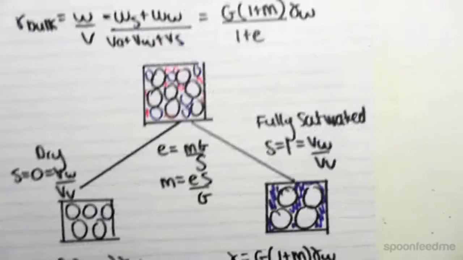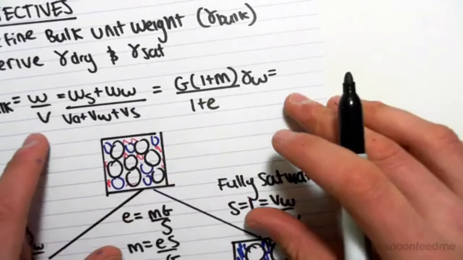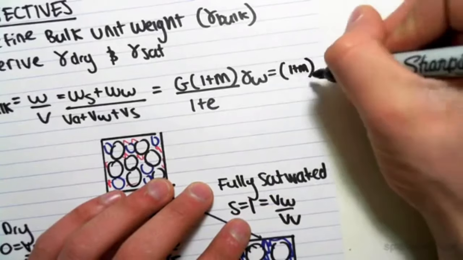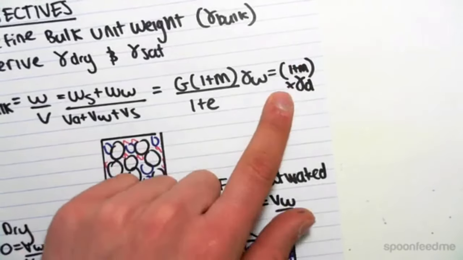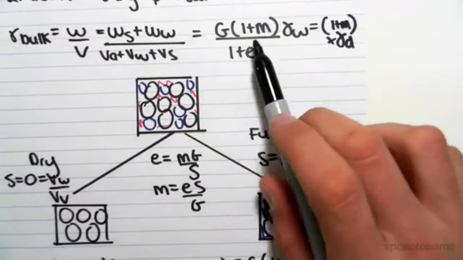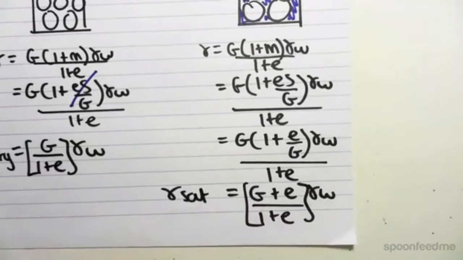Just before I finish, I'm going to show you one other quick relationship. I'm not going to show you how we get it, but the bulk unit weight is the same as 1 plus m times gamma dry. Just keep that in the back of your mind as well. But the main things we need are this one for gamma bulk, this one for gamma dry, and this one for gamma sat. In the next video, we'll be doing an example tying all these principles together, and I hope that helps.